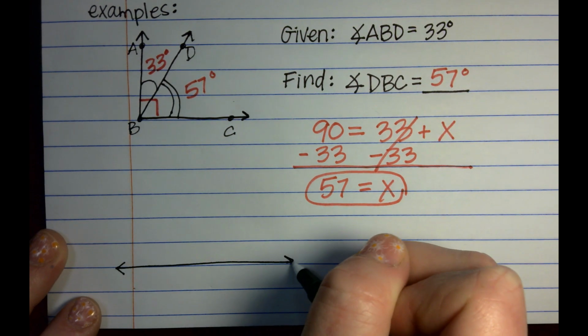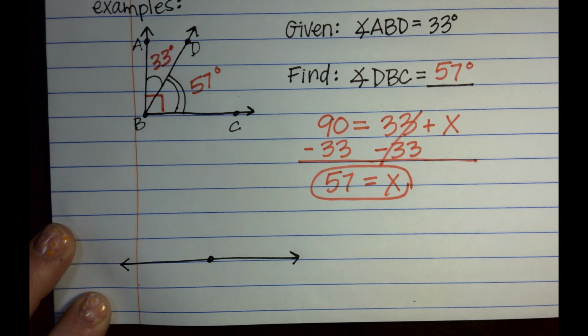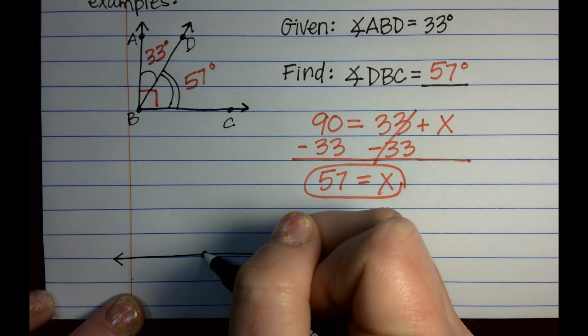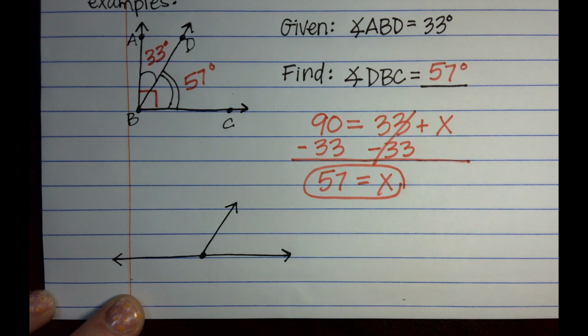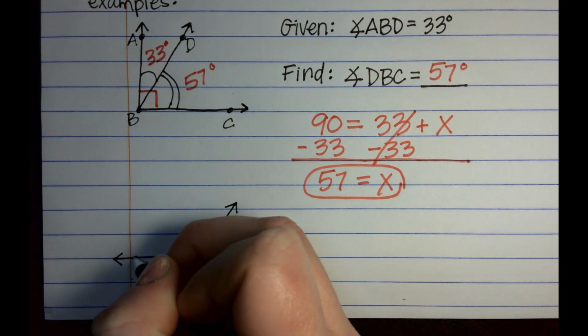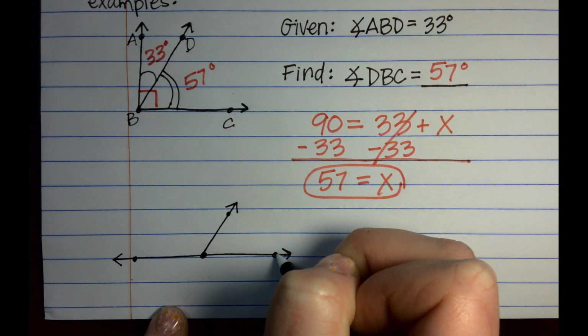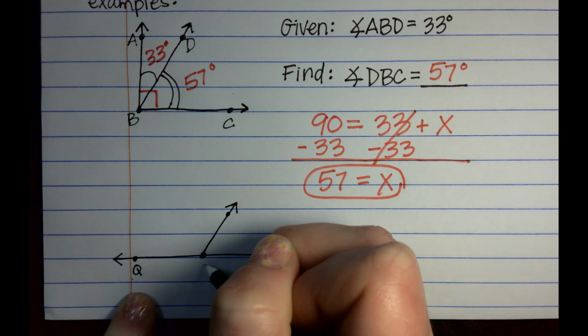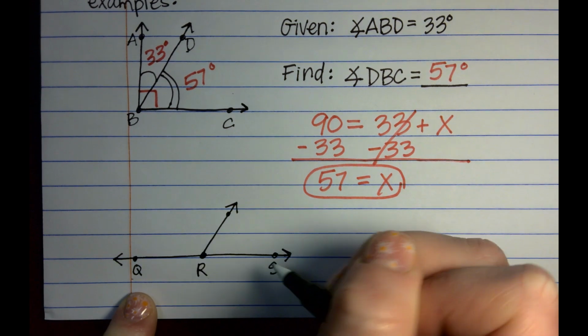I'm going to draw a supplementary set of angles, a straight line with something coming out. And I'll name this Q, R, S, and T.